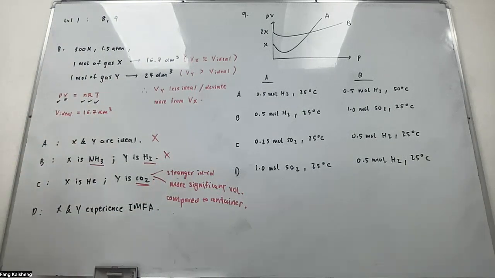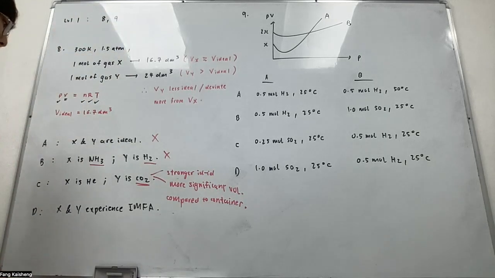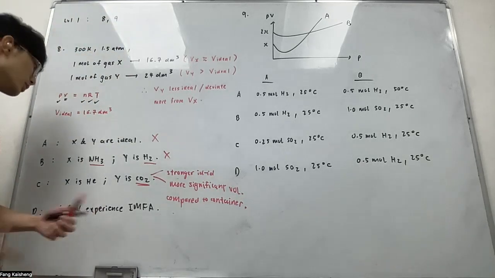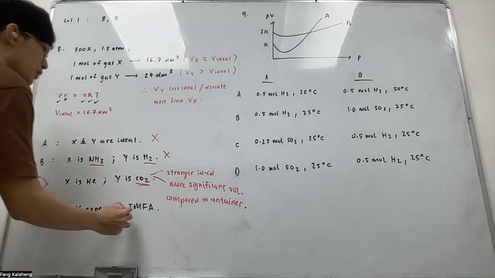So you see, the question never just asks you to choose the option that explains that Y is less ideal. No, they want you to capture that information from the question. Now, I just want to talk about option D. The answer here is C, but why is option D wrong? Guys, intermolecular forces explain what?